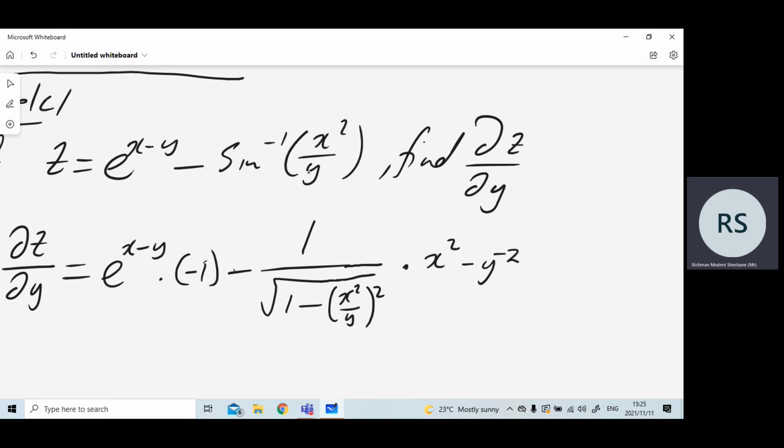Going to the second term, the derivative of sine inverse of a function. We use the formula for the derivative of sine inverse of x. In that formula, where there's x, we substitute x squared over y, the inner function. That's what we did here in that formula of sine inverse of x. But because we have an inner function, we apply the chain rule, times the derivative of the inner function with respect to y. So x is a constant. That's why we return x. We're not interested in x.